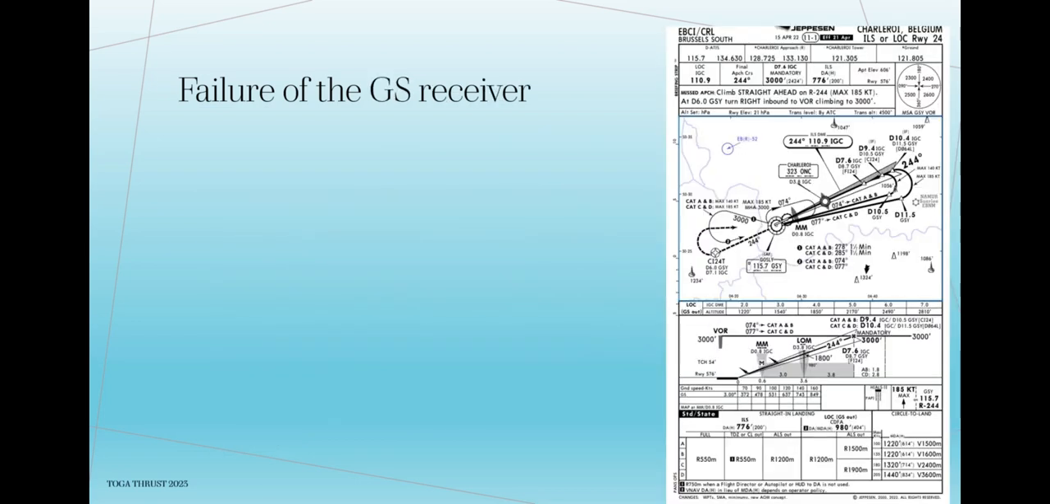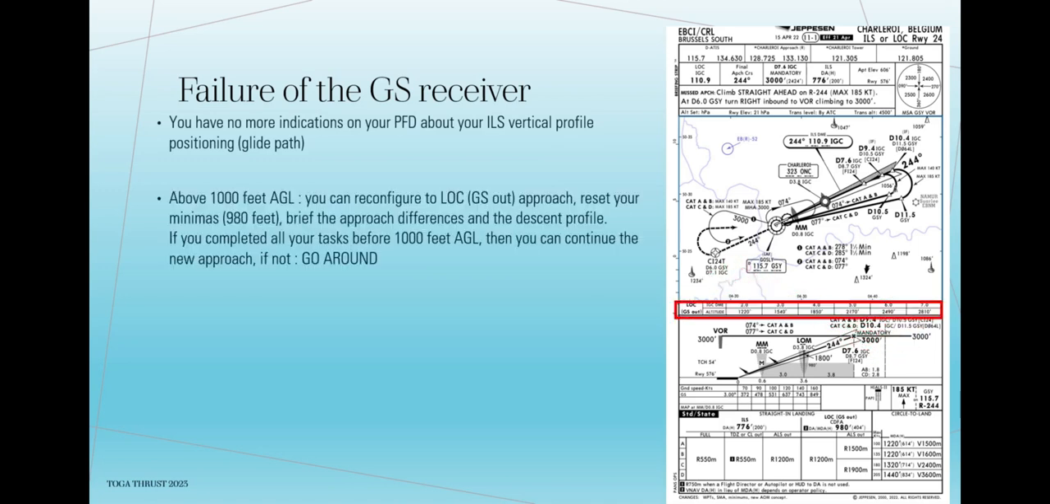Failure of the glide slope receiver. You have no more indications on your PFD about your ILS vertical profile positioning, glide path. Above 1000 feet AGL, you can reconfigure to LOC, glide slope out, approach, reset your minimas, 980 feet, brief the approach differences and the descent profile.